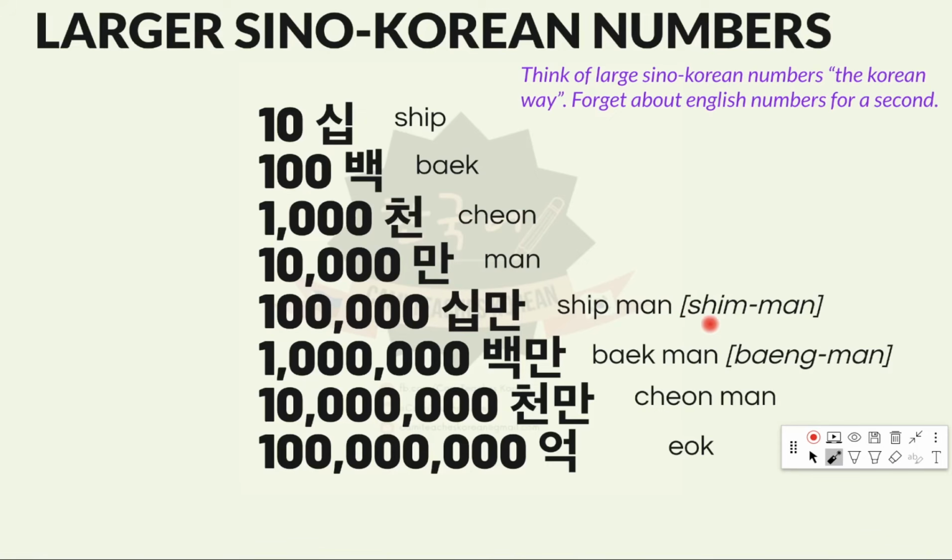Ina-apply ko po yung nasalization. So anyways, I read this as shimman. Ito po yung natural way of reading. Shimman ang 100,000. Ang 1 million ay bengman. Ang 10 million ay chonman. Tapos, ang 100 million ay ok. By the way, ang bekman po na to ay bengman ang basa niya because of nasalization rules ulit. Shimman, bengman, ito po may nasalization sila.